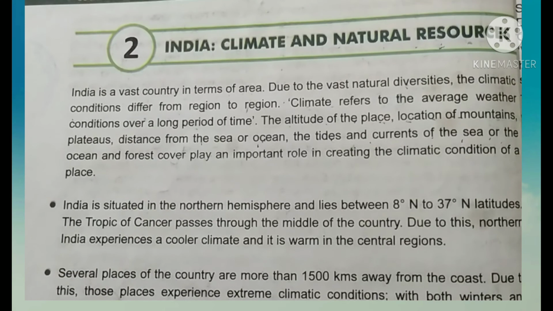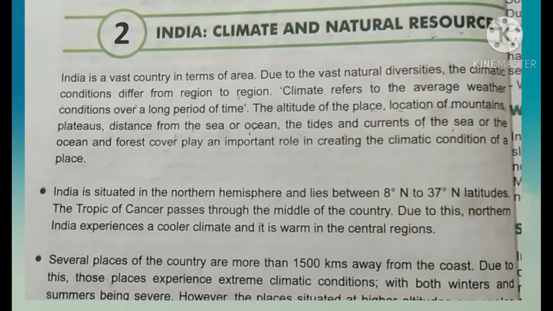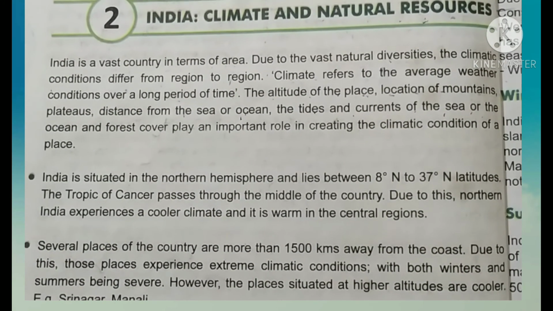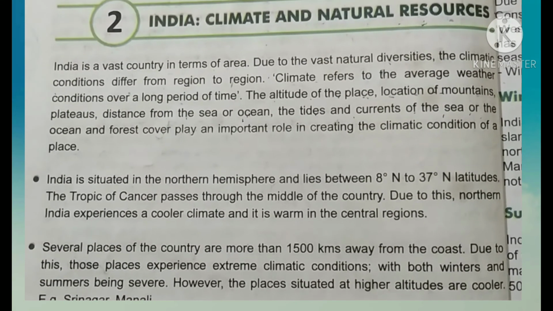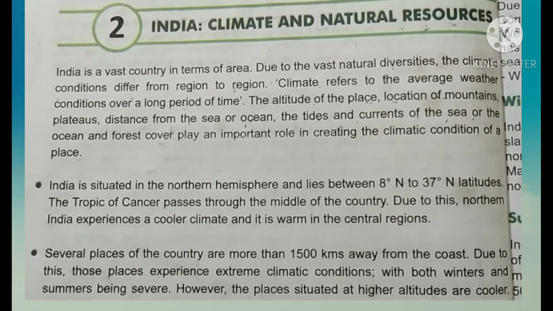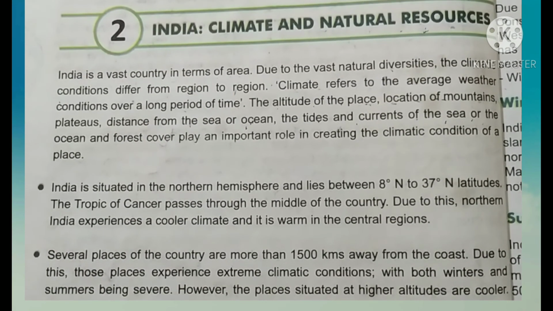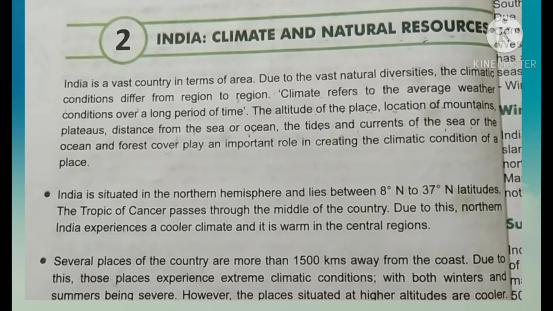If an area is covered with trees or a small part of an area is covered with forest, so that area receives more rain. So that also plays an important role in the climatic condition of the place.